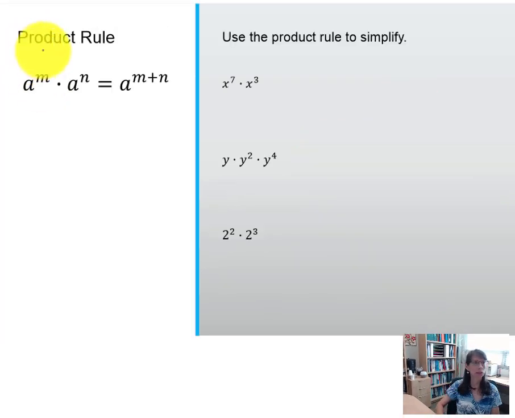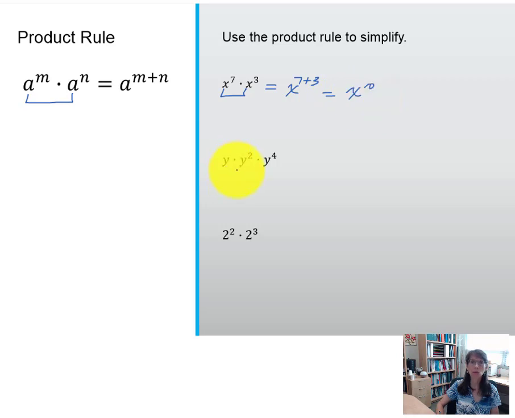Our first exponent rule is the product rule. So again, here is the rule. Base of a to the m times base of a to the n means we're adding exponents. So as long as we have like bases, like we do here, a and a are like bases, we will add the exponents. So in our first example, x to the 7 times x cubed, we have like bases of x. So we just copy that base, and the rule is to add the exponents. So 7 plus 3. So this will give us x to the power of 10.